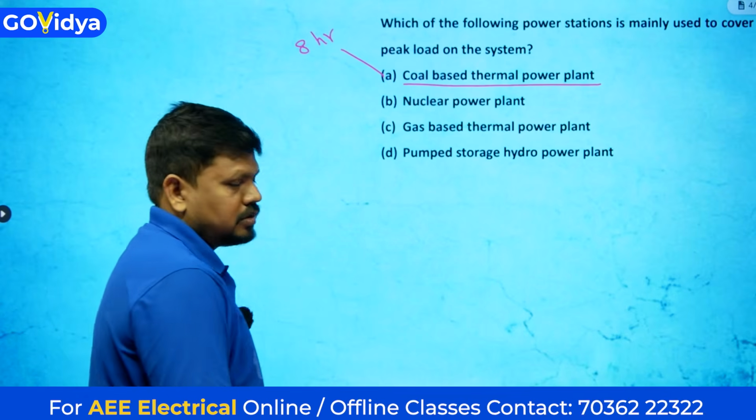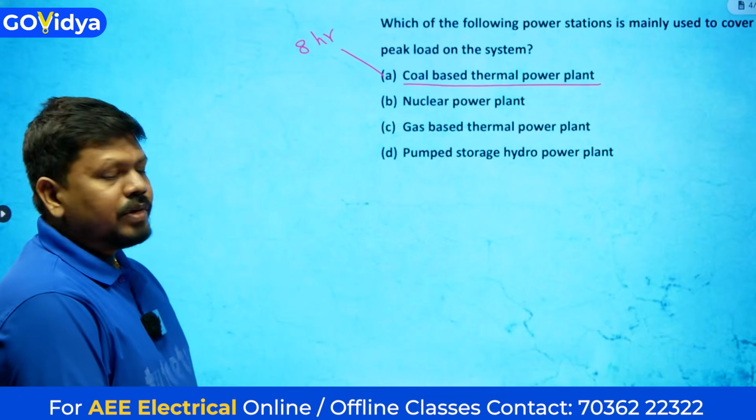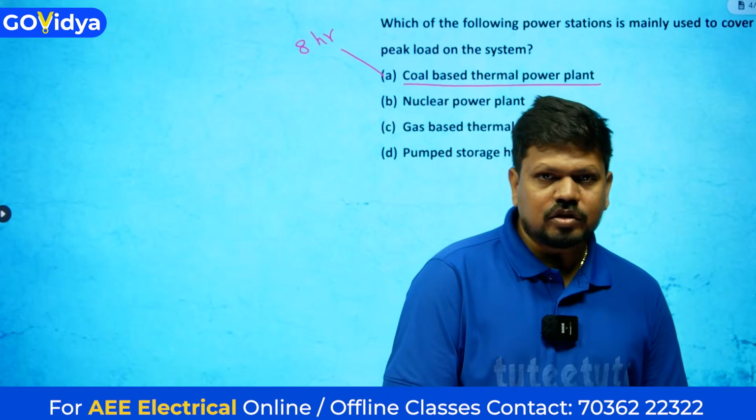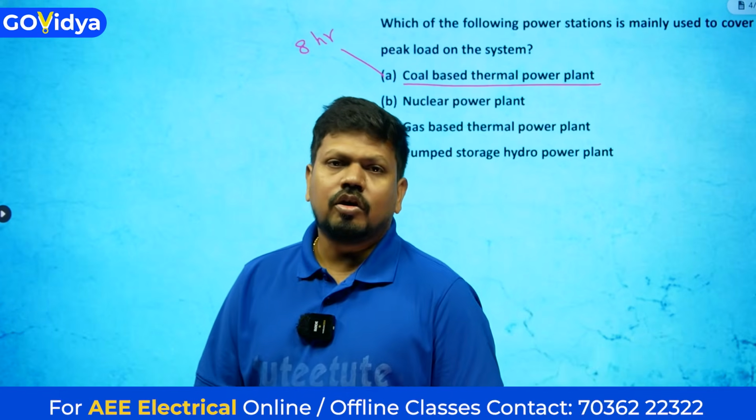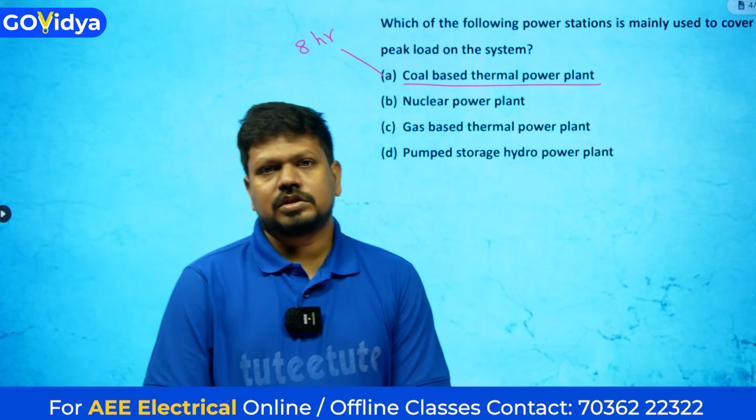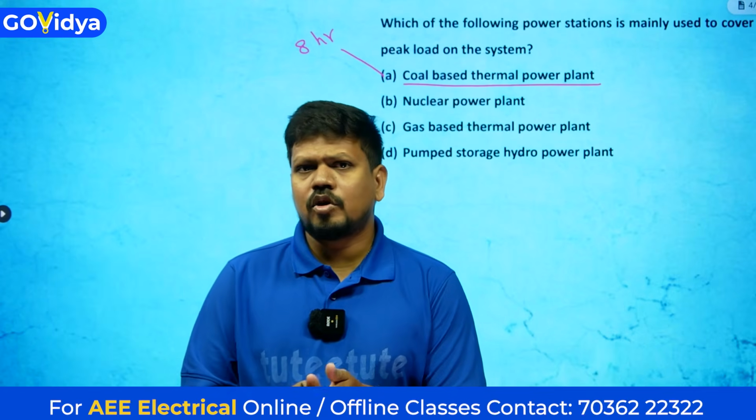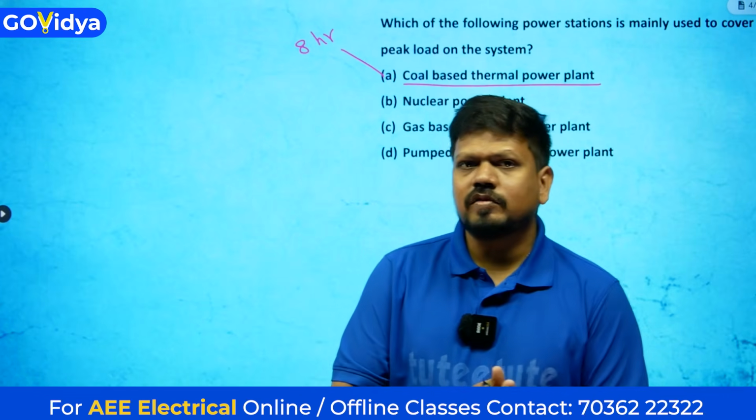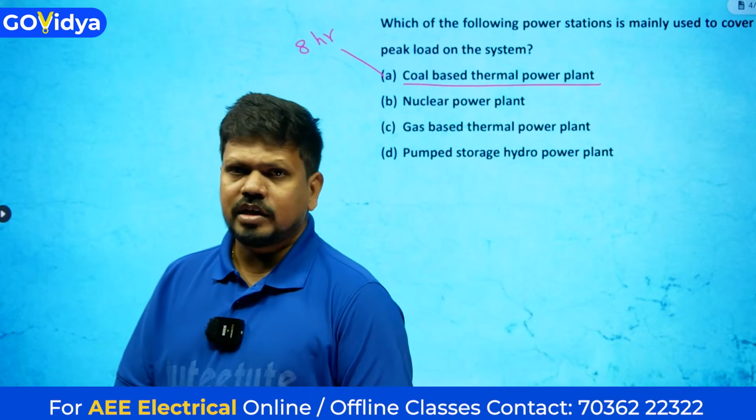Okay, so 8 hours to start this one, from a completely shut down plant. That means we have completely stopped the generation. Now if you want to start the generation, it will take at least 8 hours. Generally, recent power plants like super thermal power plants take almost 6 hours only. You consider it as 8 hours at present.